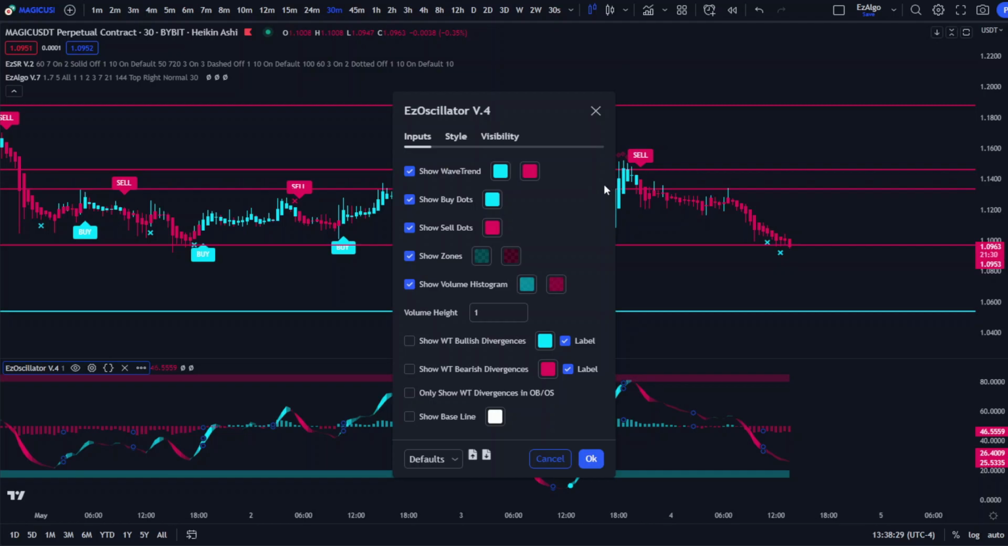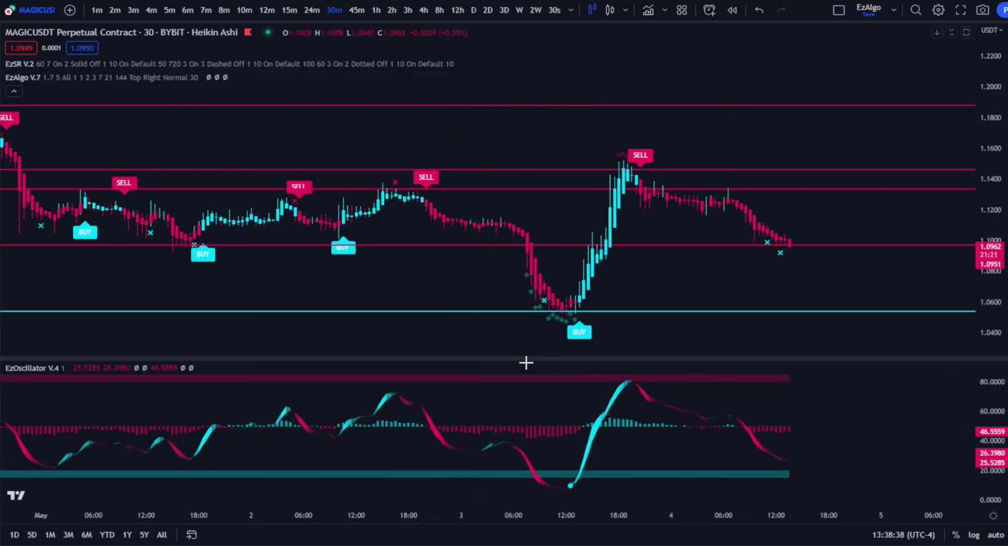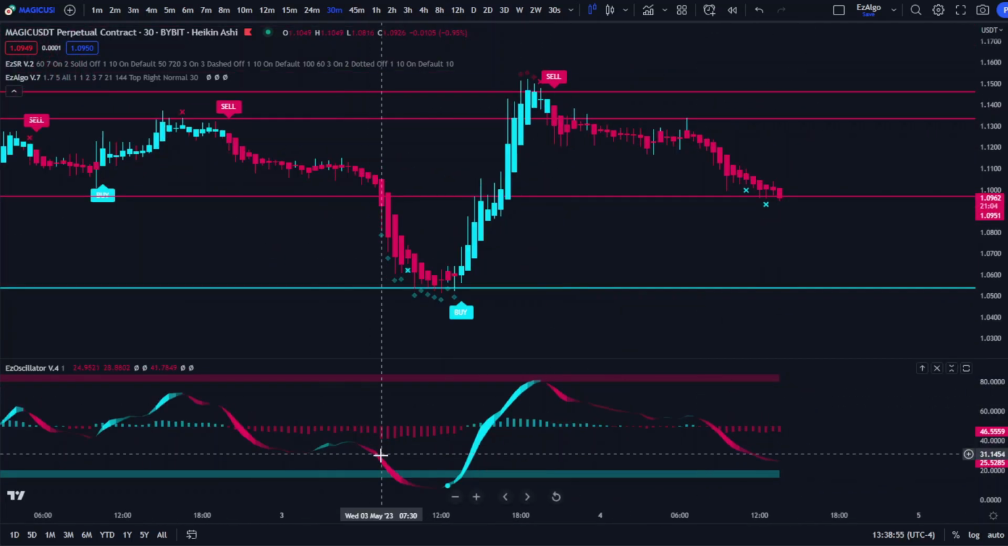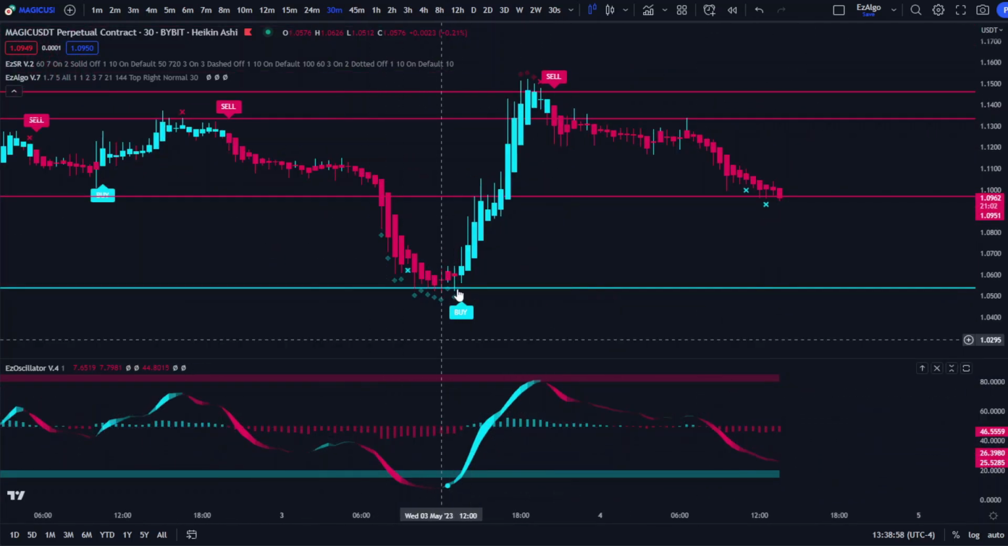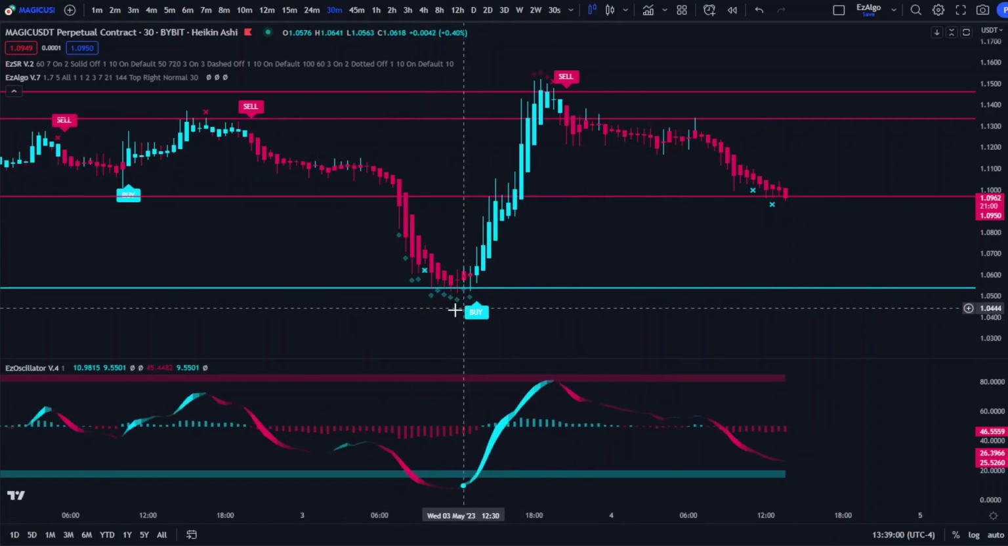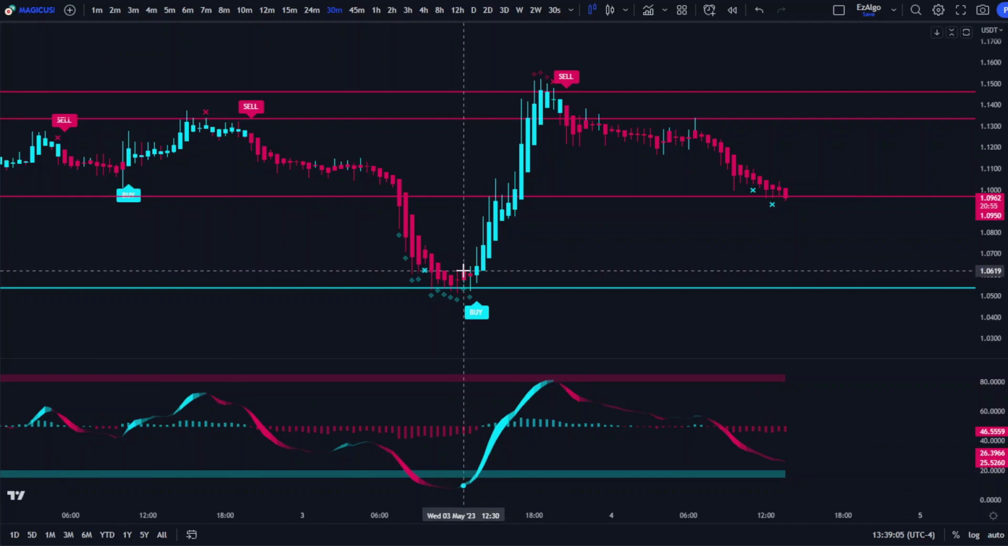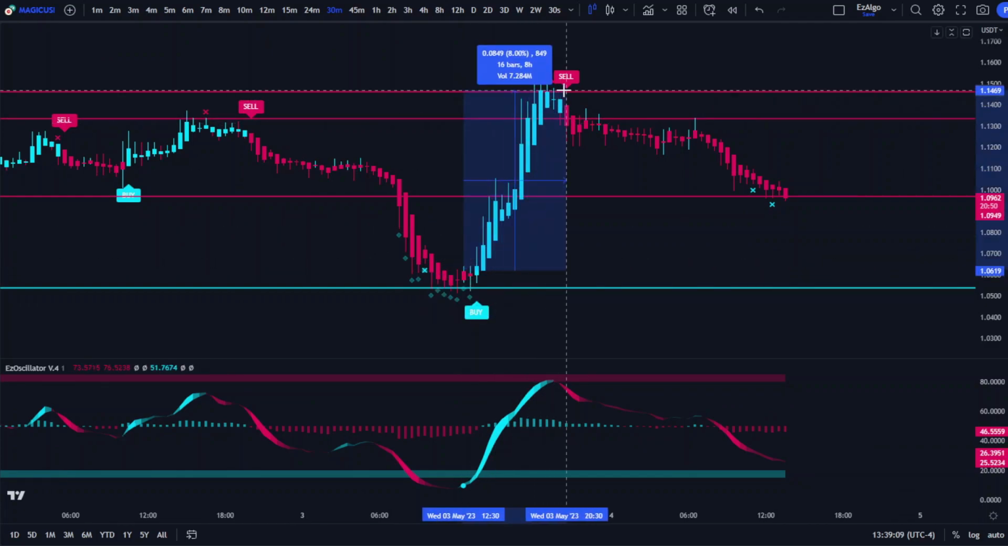Now let's jump into some of the other inputs, right? I showed you the buy and sell dots. I showed you the overbought and oversold zones. Now let's move on to the volume histogram. So the volume histogram is actually just as important as this wave trend oscillator. You can see that we're seeing an increase in volume at this EzOscillator support level with reversal signals, and then we get that buy dot on the oscillator. That would be our final confirmation to enter a long position here on MAGIC, and price pumps up 8%. So if you're using 5 to 10x leverage, these can be very large moves.